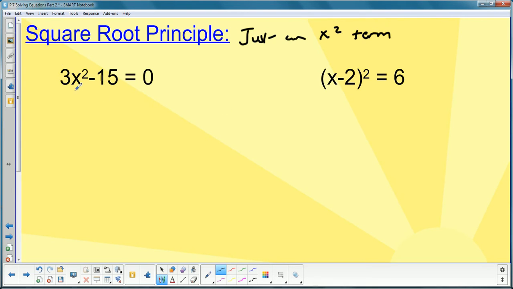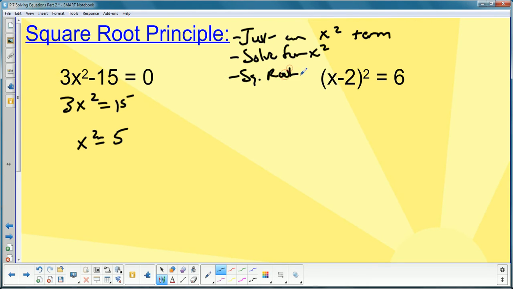For example here we have just an x squared term, so we're going to solve for x squared, or solve for your squared term I should even say, which I'll explain a little more when I get to the next example. First, I'm going to add 15 to both sides, so 3x squared equals 15. I'm going to divide both sides by 3, so x squared equals 5, and now that gives me my x squared by itself. Once you do that, you square root both sides. So we end up with x equals plus or minus the square root of 5. And remember, when we square root something, we have to think about both the positive and the negative value.